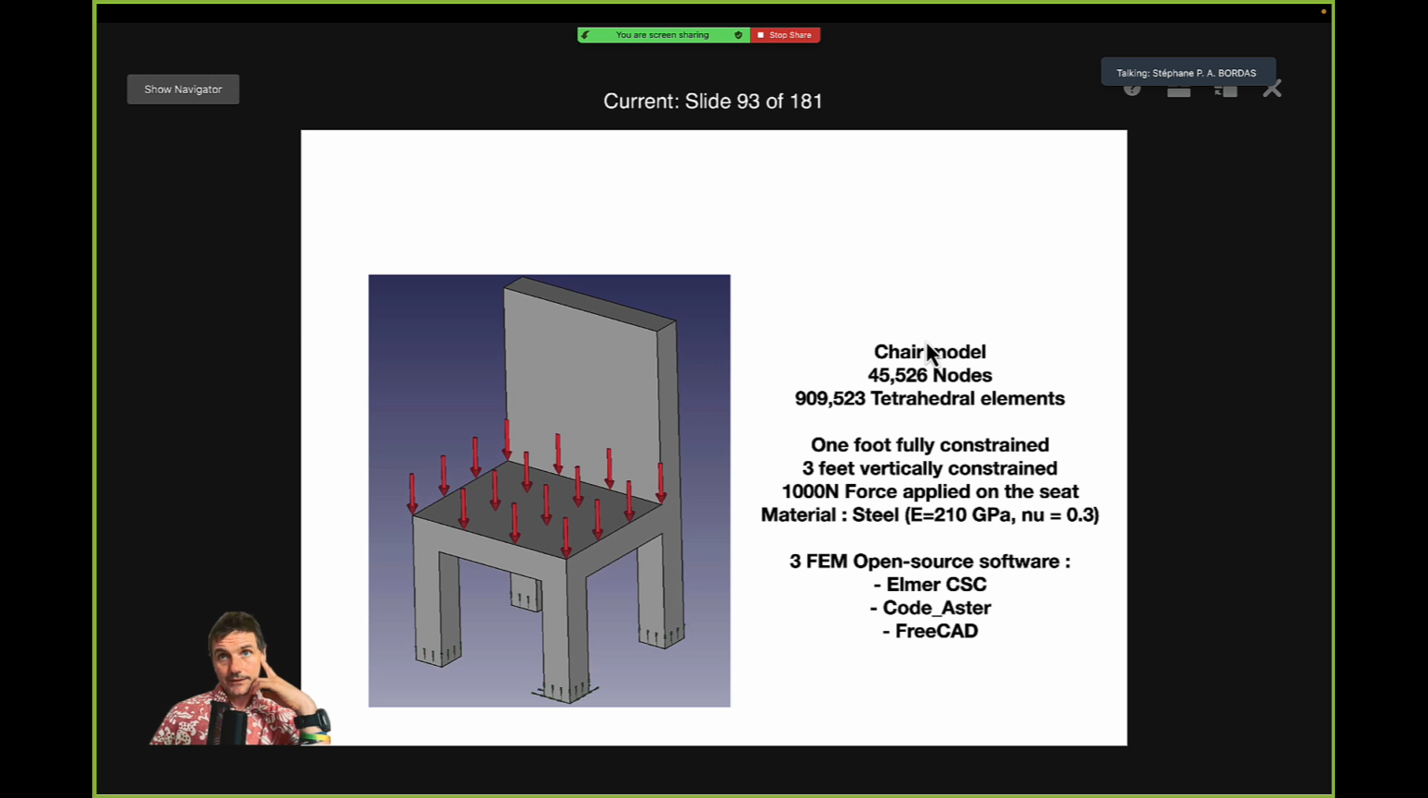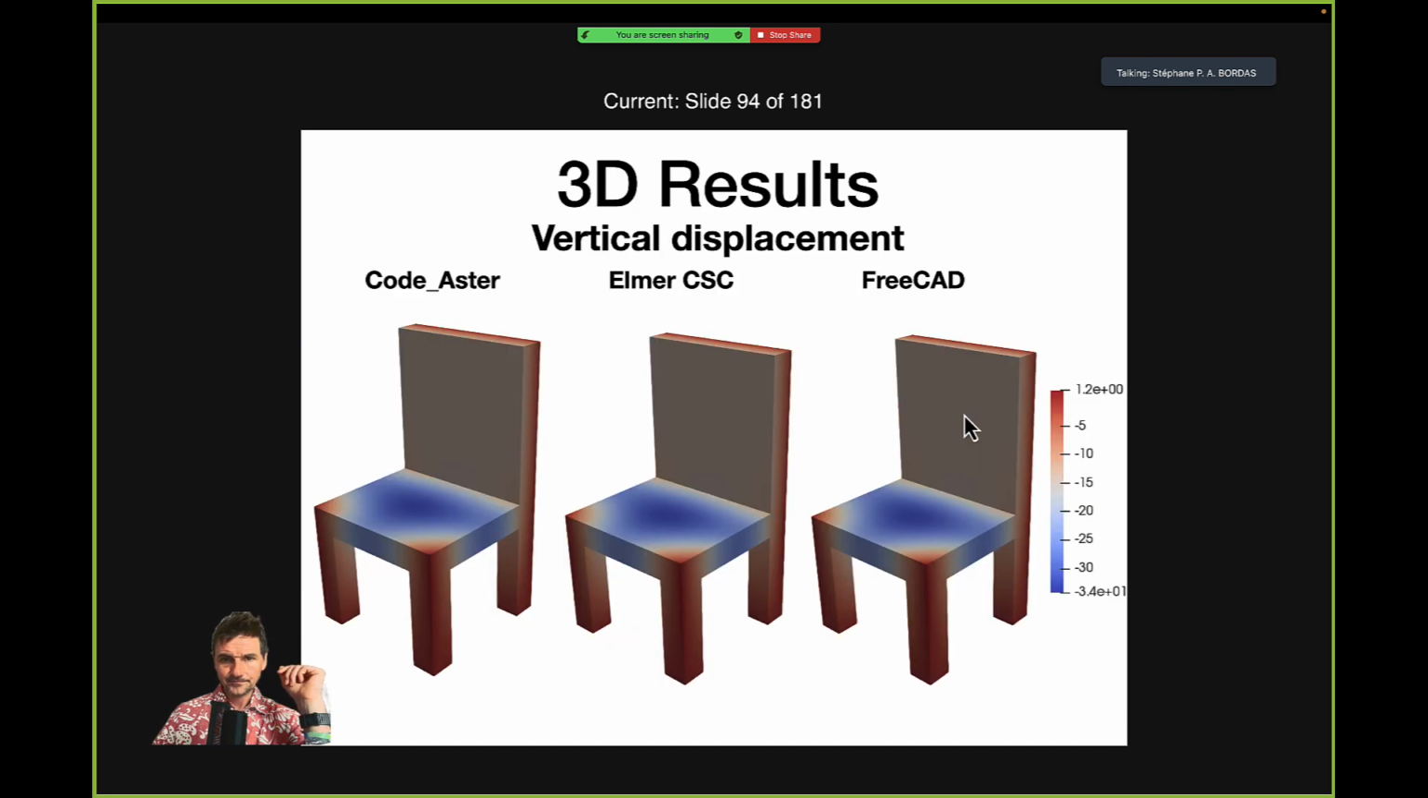Then we dealt with these very nice problems of a chair. Again, this is done with open source codes like open source Elmer, Codaster, and FreeCAD. And we have different materials here, and we have different nodes and tetrahedral elements and so on. So it looks like that. You have about 1 million elements.